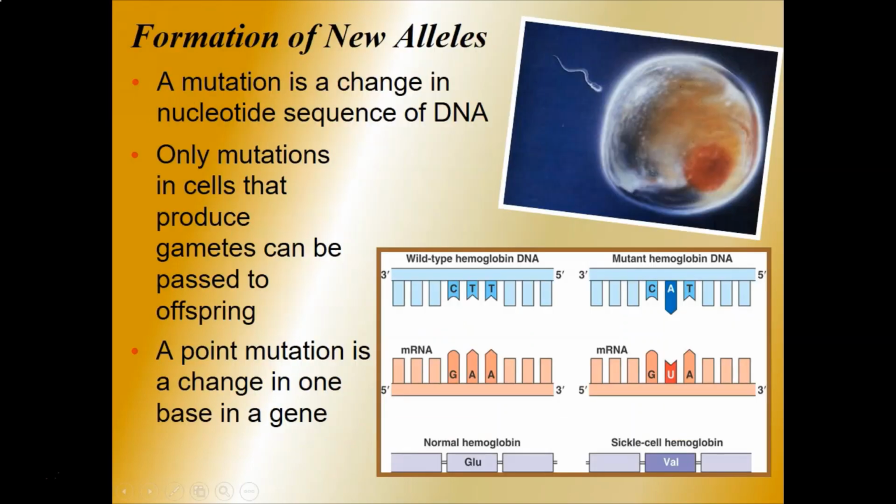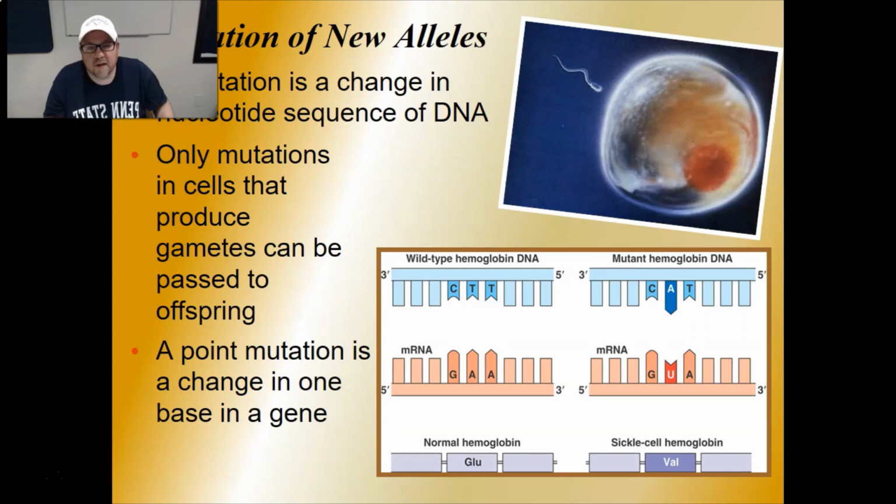Okay, so formation of new alleles. A mutation is a change in a nucleotide sequence, right? Remember we learned all about point mutations. You can have point mutations that are silent, where you didn't change the amino acid. You could have missense, where you change the amino acid, or you could have nonsense, where you hit an early stop codon, or you could do a frameshift mutation, and that changes the whole reading frame for gene expression, for translation. So formation of new alleles does happen.